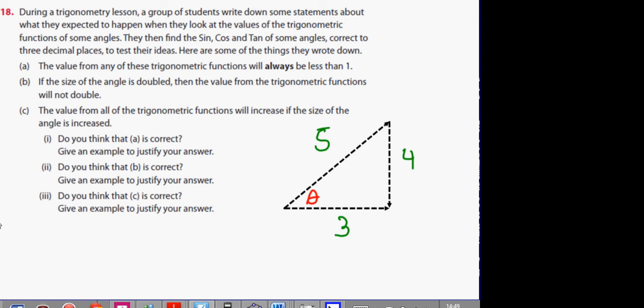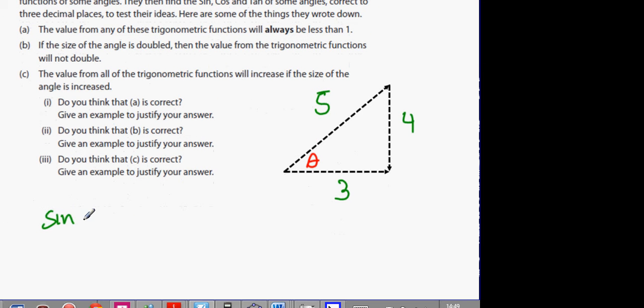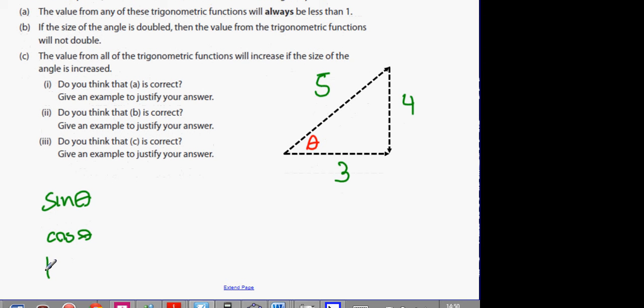Now, when you write down the functions, sine theta, cos theta and tan theta, what you know is that sine theta is opposite over hypotenuse, cos is adjacent over hypotenuse, and tan is opposite over adjacent. Now guys, which number is always bigger, O or H?